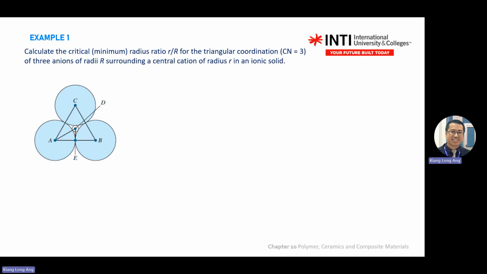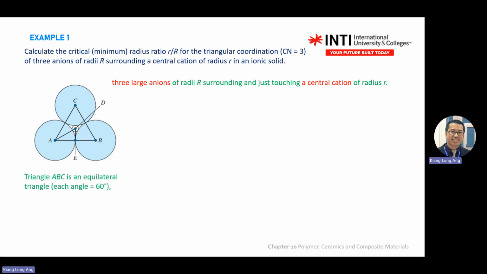Then you prove what the cation ratio is. So there are 3 anions and a cation with radius. The large ion is capital R, the small ion is small r. If you have a triangle ABC with the same R, this side AC, BC, and AB are the same. So all the angles here are 60. So this DAE is 30 degrees, because here is 60, and half of it is 30.